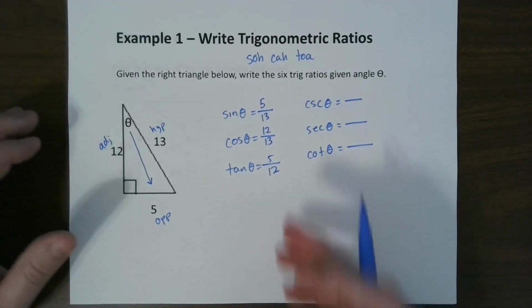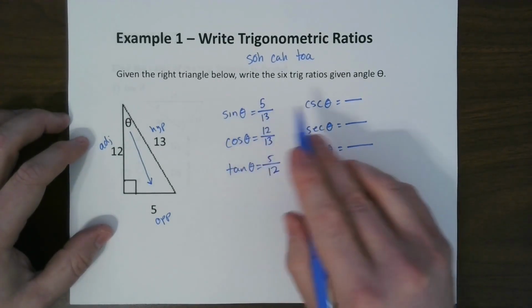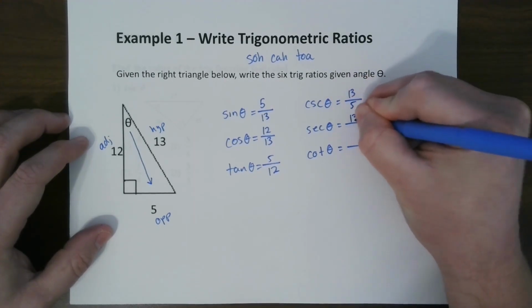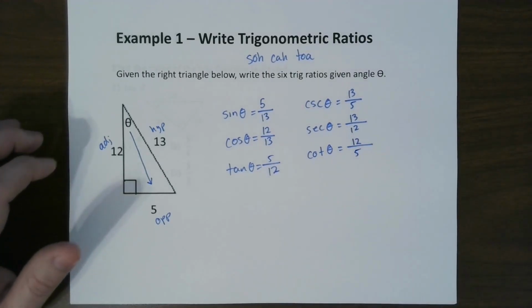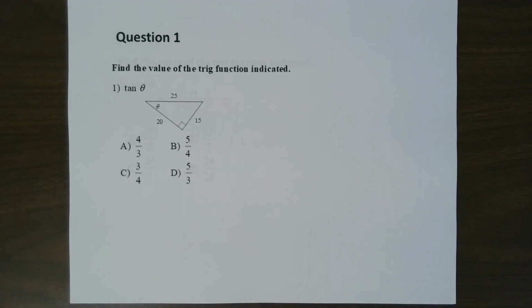Once you get these, you get the rest for free, as long as you line them up properly: sine with cosecant. So this one gets 13 over 5, 13 over 12, and 12 over 5. In other words, I just flipped them. That's all you have to do. Go ahead and try this problem.